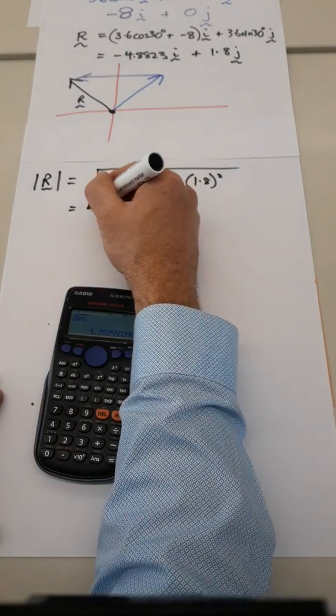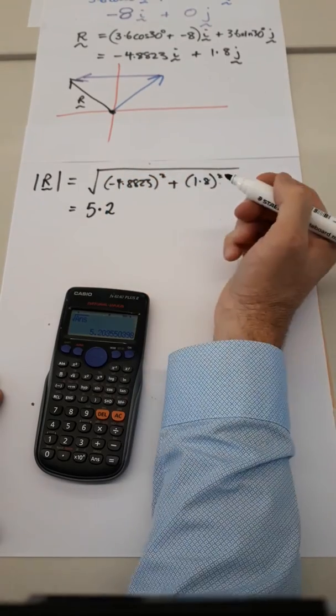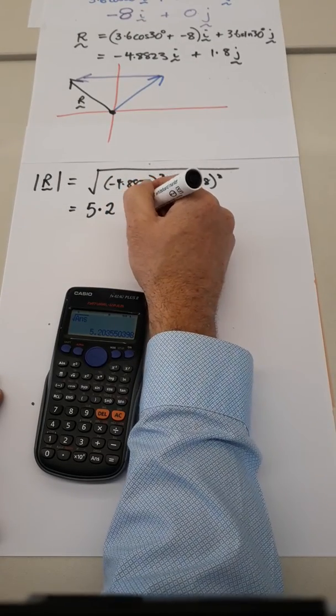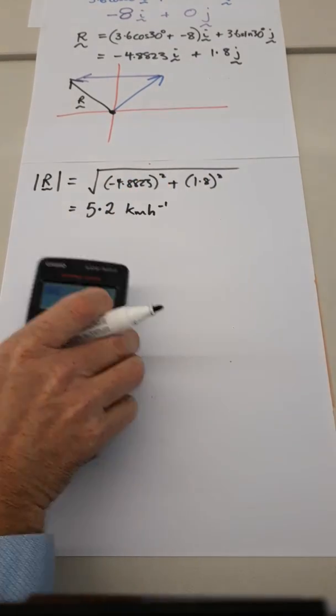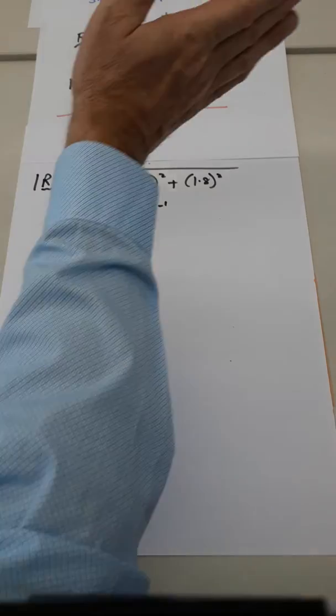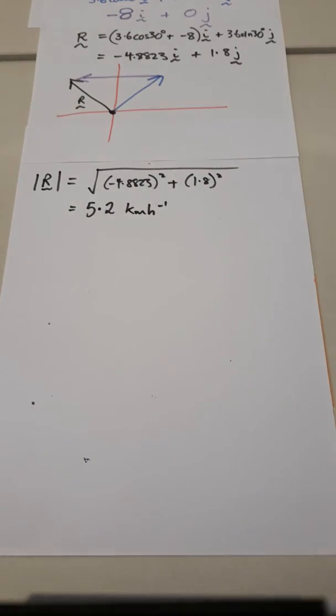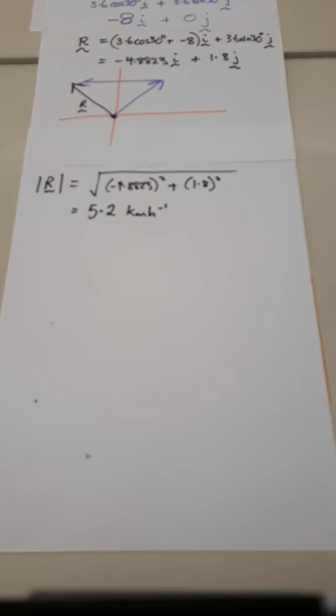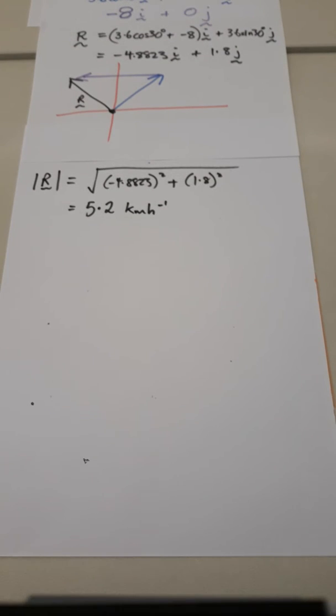It's about 5.2, I'll just say, and we're talking about velocity. So resultant is 5.2 k's an hour. He was only swimming at 3.6, but there's 8 k's going that way. So altogether, 5.2 k's an hour in that direction.